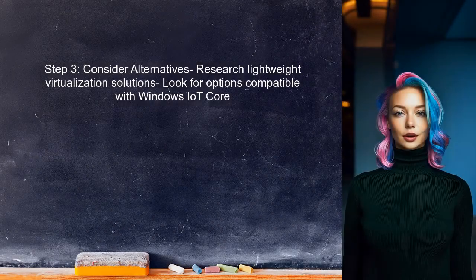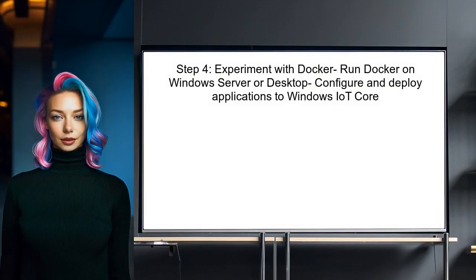If the user finds that Docker is not officially supported, they can consider alternative containerization methods. For example, they might look into using lightweight virtualization solutions that are compatible with Windows IoT Core. Finally, if the user is determined to use Docker, they could experiment with running Docker on a Windows Server or desktop version and then deploy the application to Windows IoT Core. This might involve some additional configuration.